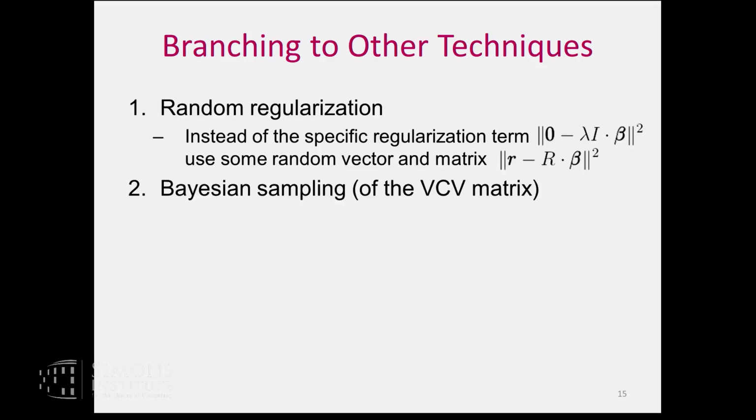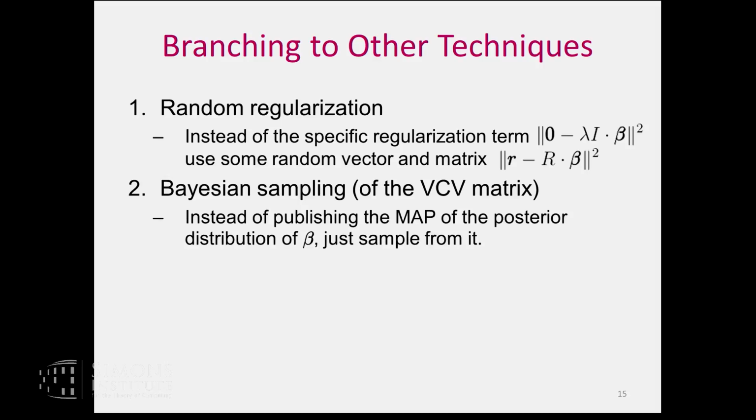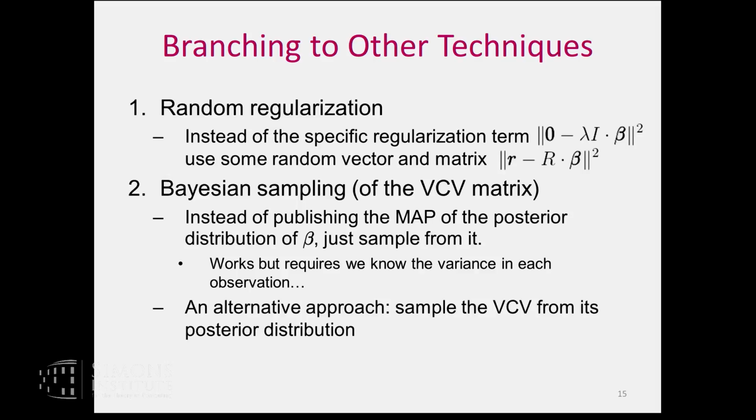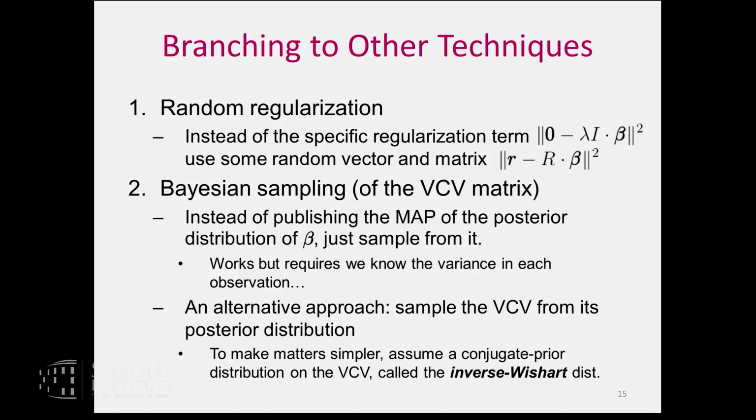A different version is, maybe instead of doing the maximum a posteriori of the Bayesian posterior, I'll sample from the posterior distribution. Now, I can do it for the beta itself, but it requires me to know the variance of each observation, which can be computed, but I'm not going to talk about it here. Here's an alternative approach to this Bayesian sampling. Don't sample the beta, sample the variance covariance matrix from the posterior distribution. So have a prior on the variance covariance, update that prior based on each observation that you see. You get a new posterior distribution, sample from it. Okay? And then the inverse Wishart, it's the simplest, I don't know if it's the simplest, but it's a rather simple conjugate prior that people use for this posterior sampling, or the posterior distribution.